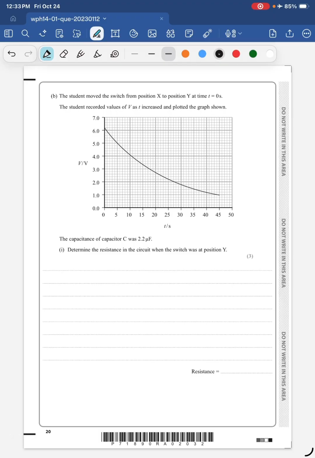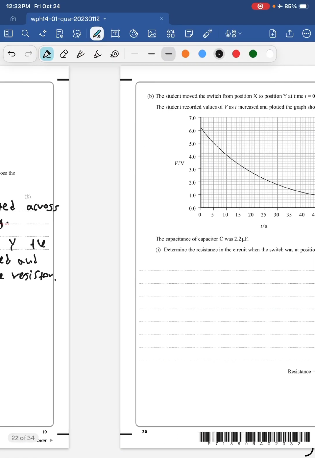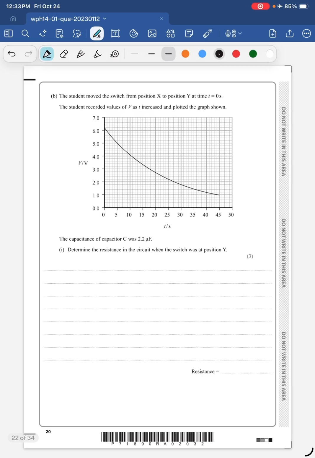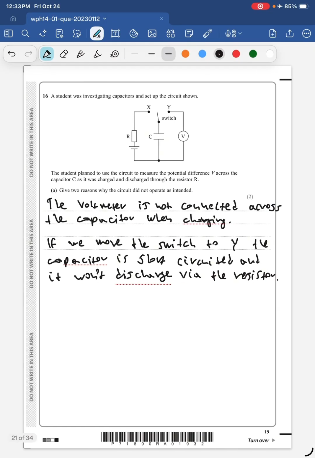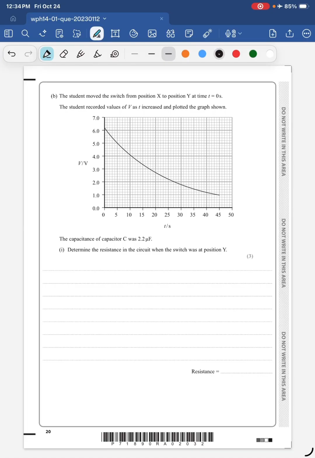Part B. The student moved the switch from position X to position Y at time t equal to 0. The student recorded values of V as t increased and plotted the graph shown. Let's see. From position X to Y. The capacitance of capacitor C was 2.2 microfarads. Determine the resistance in the circuit when the switch was at position Y.